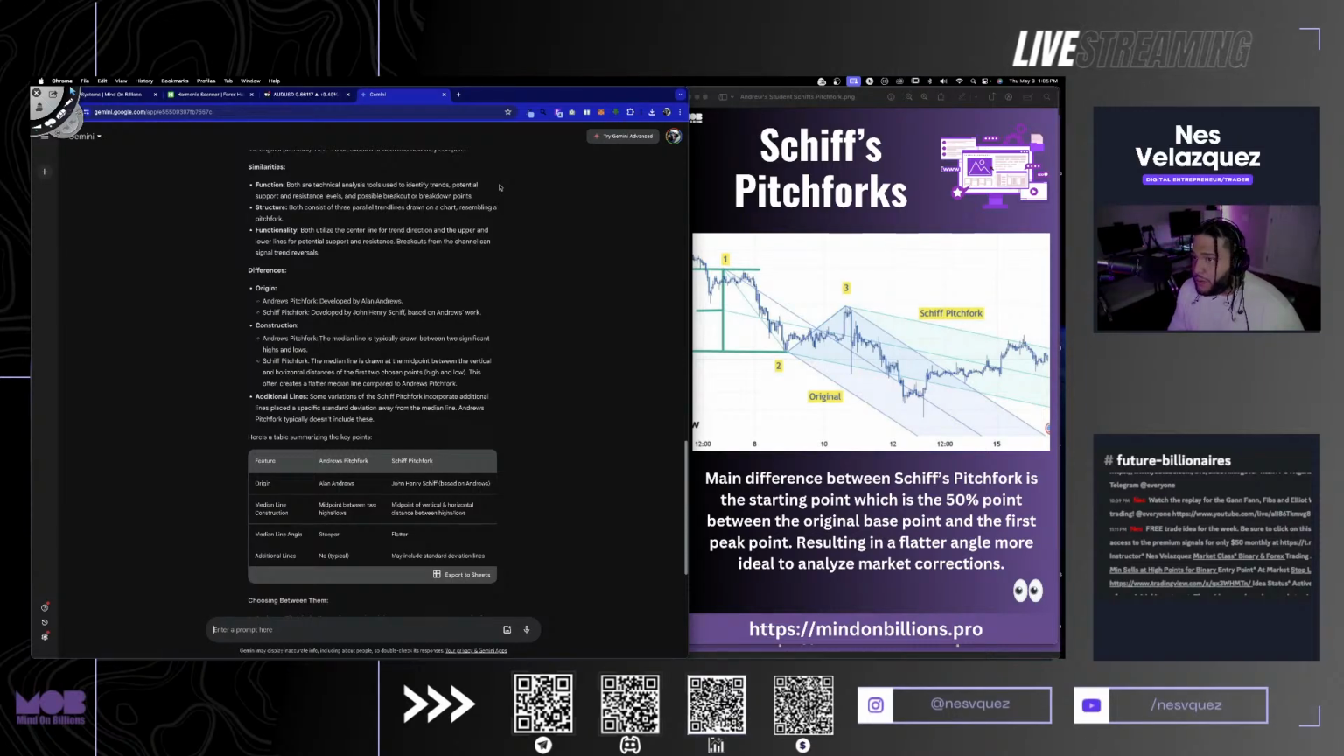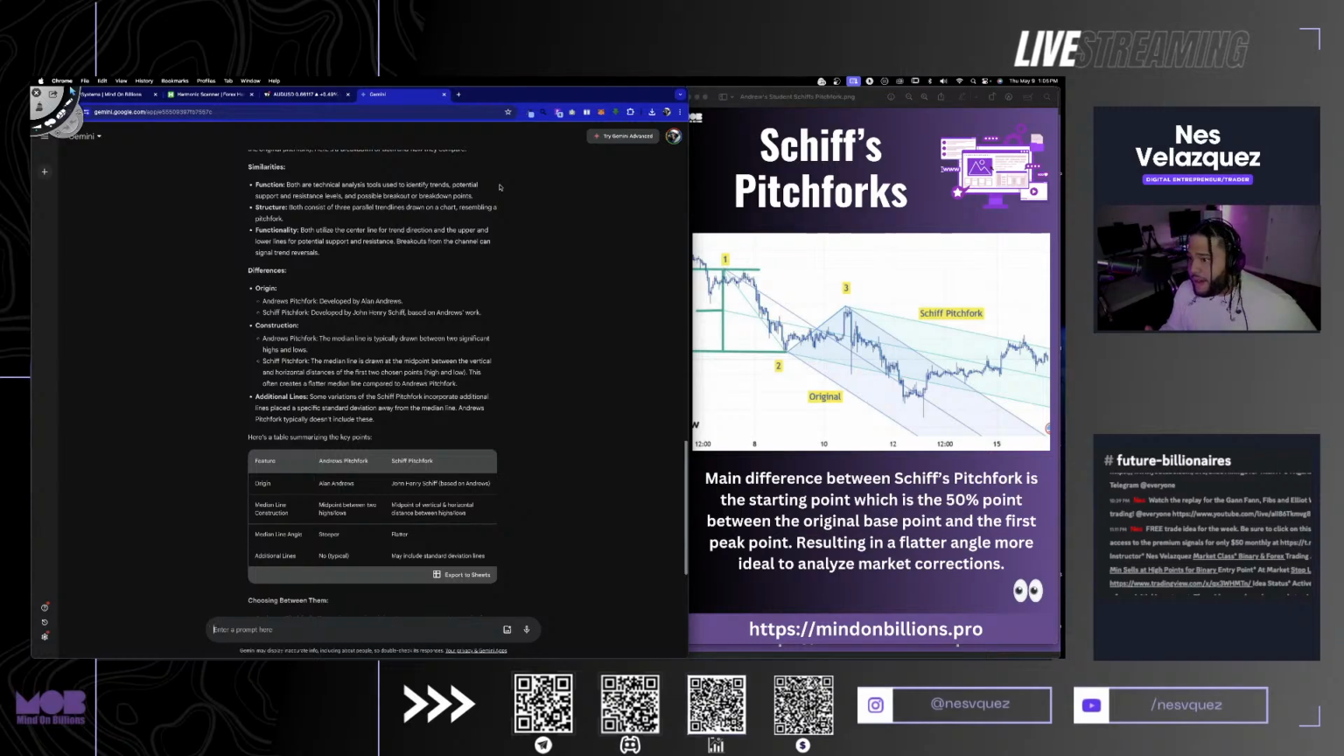Differences. All right, here we go. Origin. Andrews Pitchfork, developed by Alan Andrews. Schiff's Pitchfork, developed by John Henry Schiff, based on Andrews' work. Construction. Andrews Pitchfork, the median line is typically drawn between 2 significant highs and lows. Now, when it comes to the Schiff Pitchfork, the median line is drawn at the midpoint between the vertical and horizontal differences of the first 2 chosen points, high and low. This often creates a flatter median line compared to Andrew's Pitchfork.